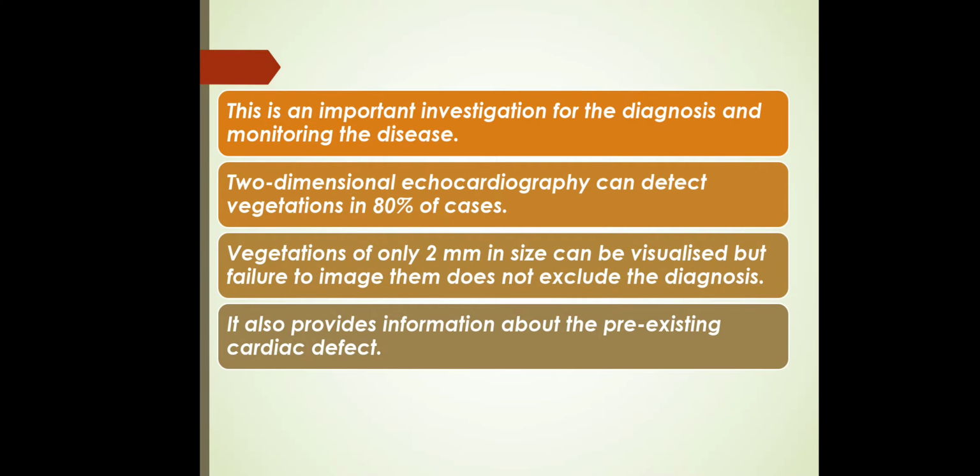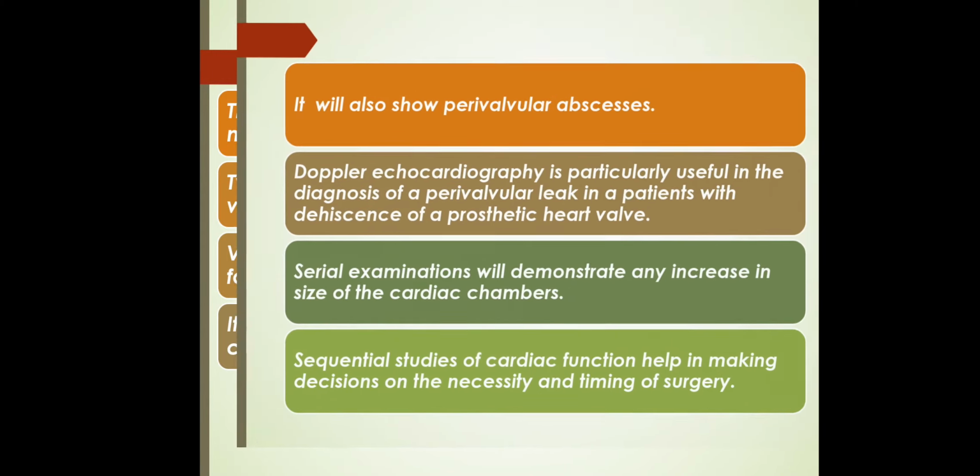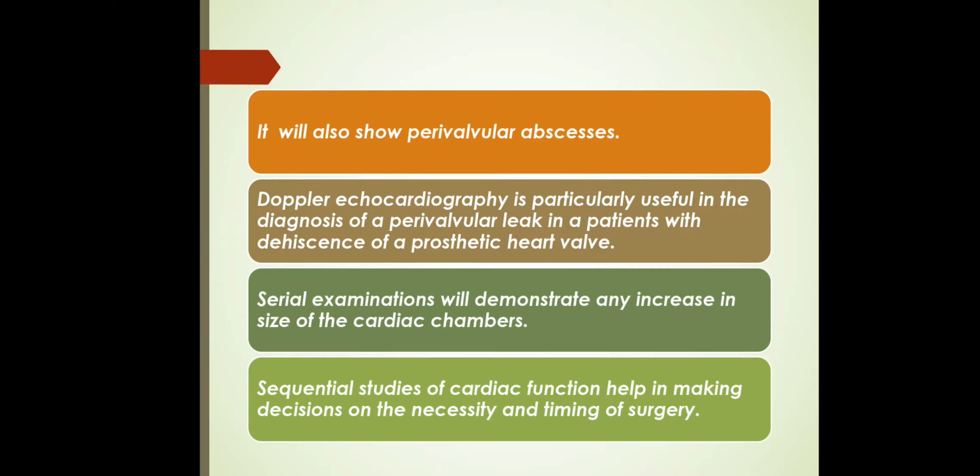Echocardiography is an important investigational tool for diagnosis and monitoring of the disease. 2D echo can detect 80% of vegetation cases. Vegetations should be at least 2 millimeters in size to be visualized by echo. However, negative echocardiogram does not exclude the diagnosis. It also provides information about the pre-existing cardiac condition. It will also show perivalvular abscesses.